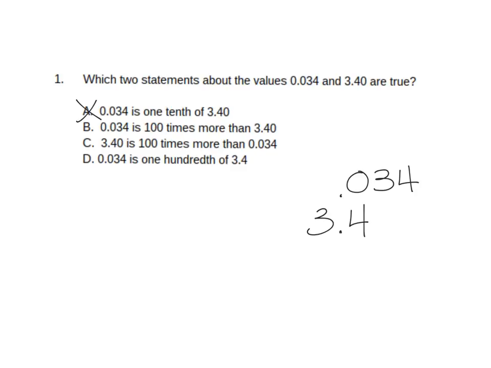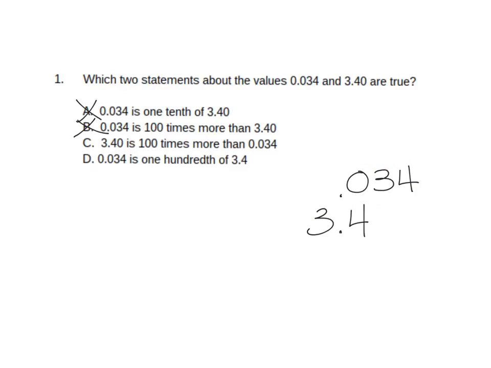B says 34 hundredths is 100 times more than that. Is this more than that? No, that doesn't make any sense because it's not more, it's less than that. C says 3 and 4 tenths, or 3 and 40 hundredths, is 100 times more than that. So if we took this and multiplied it by 100, would it be equal to this? Well, let's see. Here's my decimal times 10, times 100. 3.4. Is this one 3.4? Yes, so that means this is 100 times greater than this.